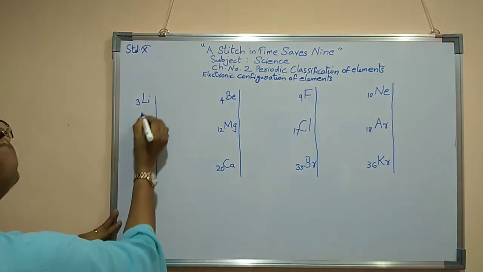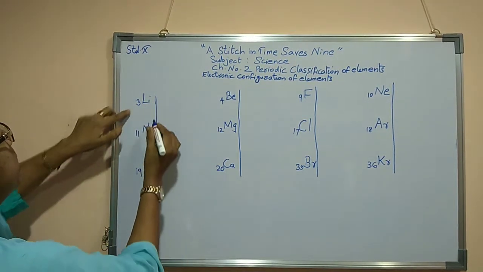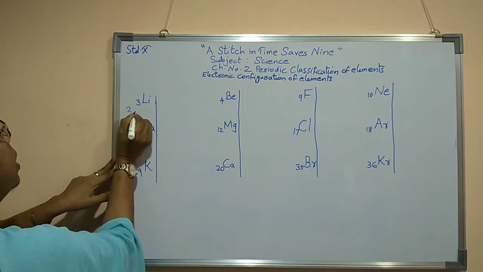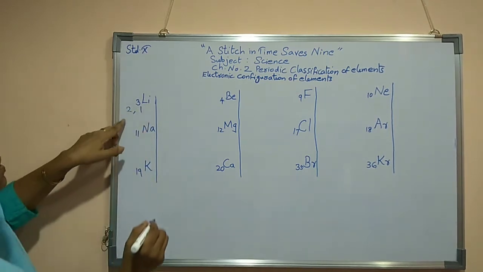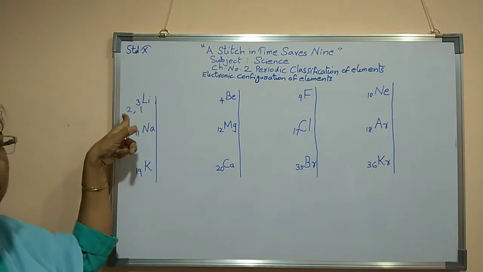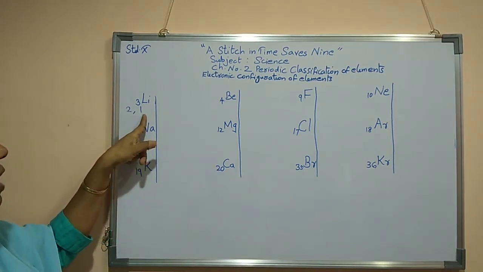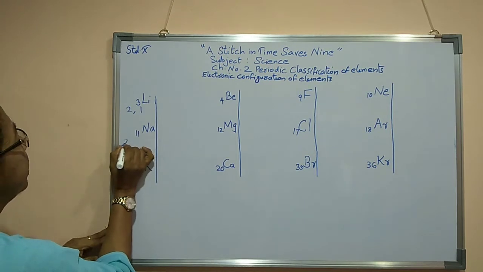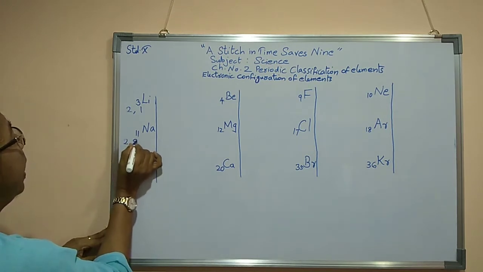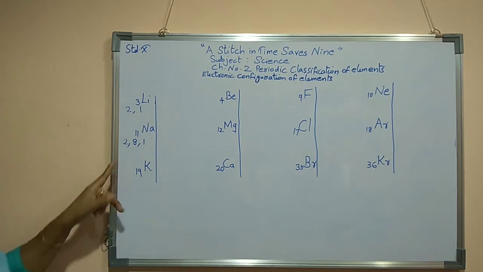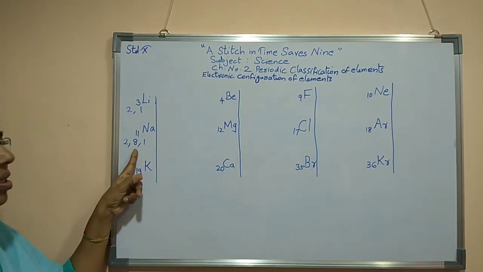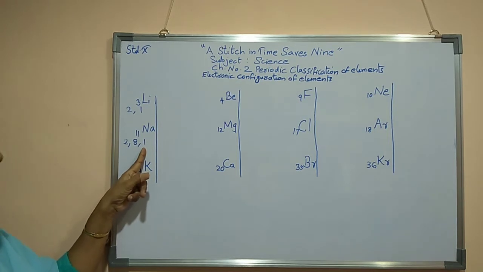Now here lithium, its atomic number is 3. So the electronic configuration I am writing as 2, 1. That means the first orbit has 2 electrons, the second orbit has 1 electron. Now sodium, its electronic configuration is 2, 8, 1. The first orbit has 2 electrons, the second orbit has 8 electrons, the third orbit has 1 electron.